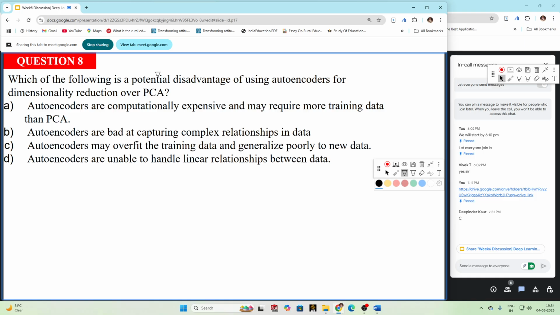Which of the following is a potential disadvantage of using an autoencoder for dimensionality reduction over PCA? Compared to PCA, what is the potential disadvantage of using an autoencoder? First, autoencoders are computationally expensive and may require more training data. Second, autoencoders are bad at capturing complex relationships in data. Third, autoencoders may overfit the training data and generalize poorly to new data. Fourth, autoencoders are unable to handle linear relationships between data. Any guesses for this?